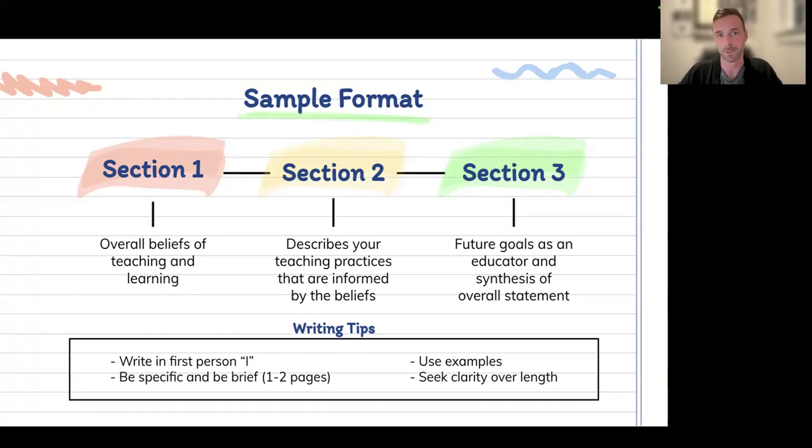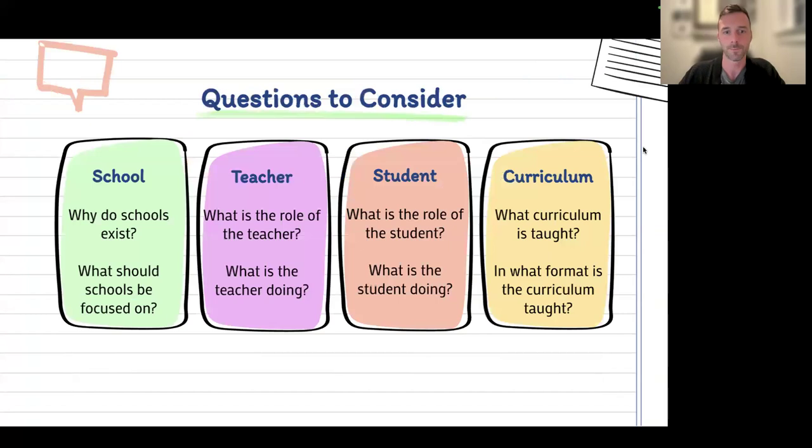We also want to use examples. This should be something where we pull back and we're reflective of how our experiences. I know for me, my seventh grade history classroom was a really impactful season of life for me. That teacher, Mr. Arbogast, was very impactful for me. So all of those things are going to come into this section. We want to use examples in that. And then also we want to seek clarity over length. Again, goes alongside that brevity of our teaching philosophy.